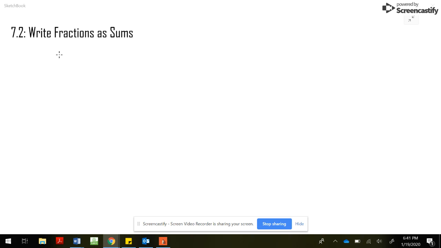7.2 is writing fractions as sums. Remember, sum is just when we add up parts, our total. So we are trying to think what are different ways we could add fractions to get a certain fraction. I'll show you in a second.